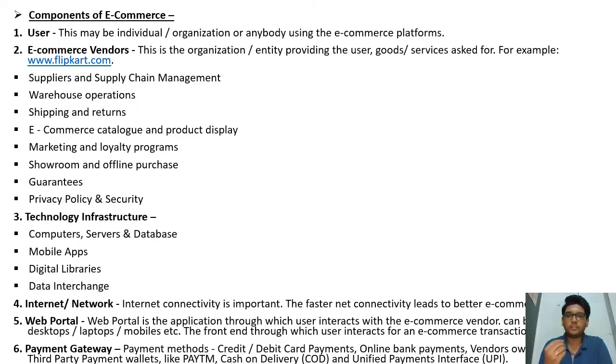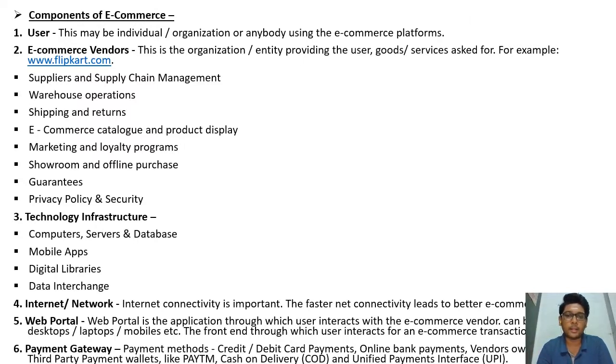Next, we should have a good internet or a network. Internet connectivity is very important. Suppose now the technology is advanced, it is improved. People are even saying 5G is going to come or it has come out. So faster the internet, faster and better reach to e-commerce products. That is what we have. So better internet leads to better connectivity to e-commerce.